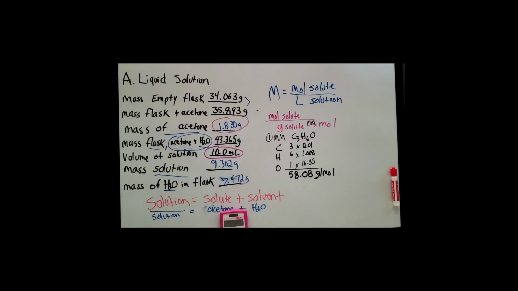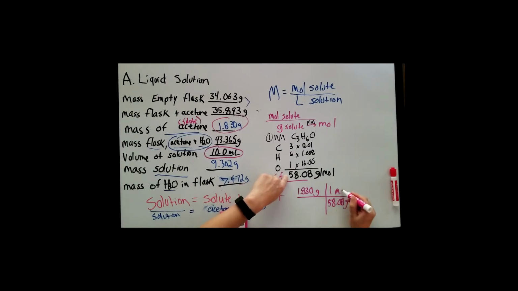So let's get my railroad tracks ready. What do I want to put in the upper left-hand corner? What am I starting with? So this is my conversion factor here, so I don't want to start with the 58. What I want to start with is my grams of solute. And my grams of solute is this acetone here. So that's 1.830 grams. And then you're going to take my molar mass, making sure to put the gram portion on the bottom.